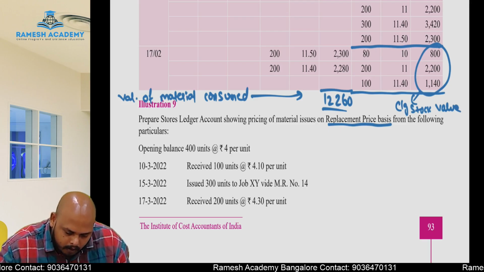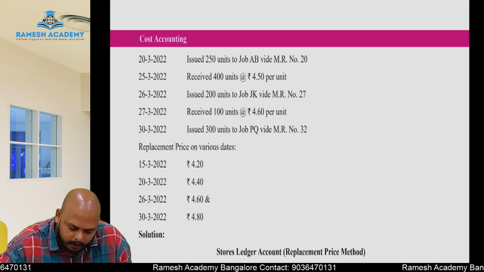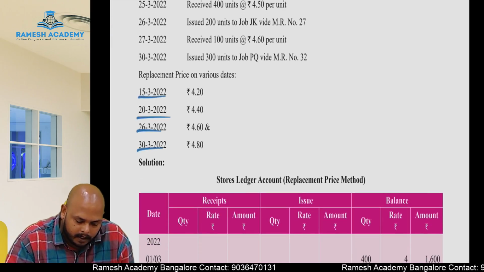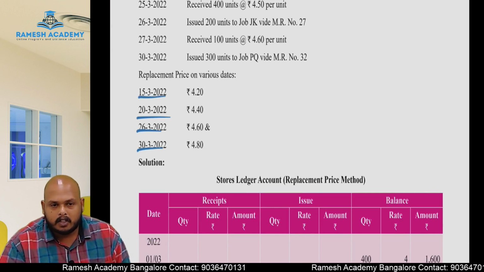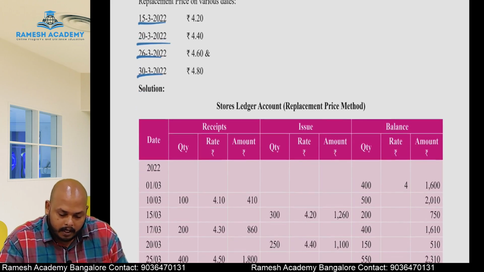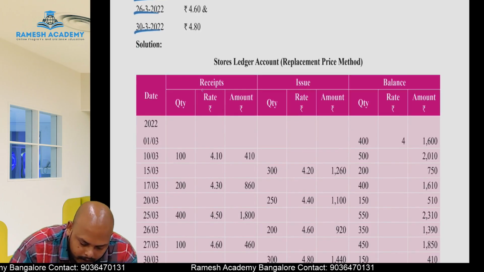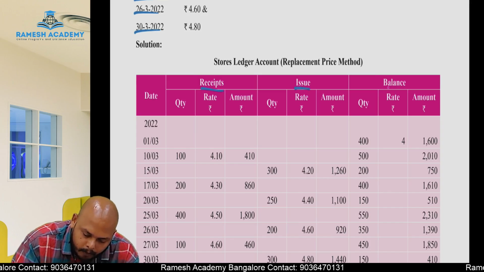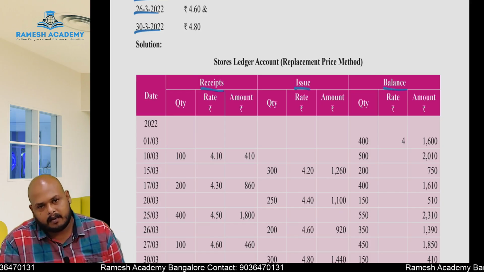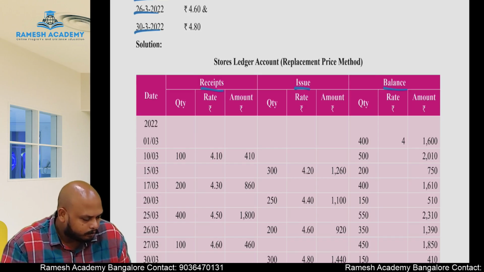See, they give opening stock also, receipts and issues on different dates. Let us do. See here. They give replacement price on different dates. Whenever the issue is there, instead of LIFO price or FIFO price, we have to take the replacement price, that's all. Here also we will open how many columns? 3 columns generally: receipt column, issue column, balance column. Again, each column consists of 3 sub columns. Next, see the question.